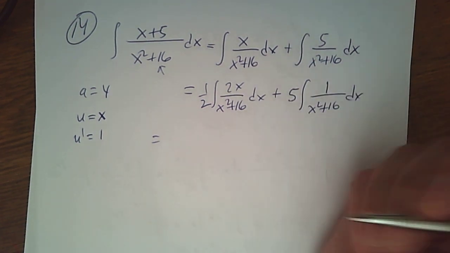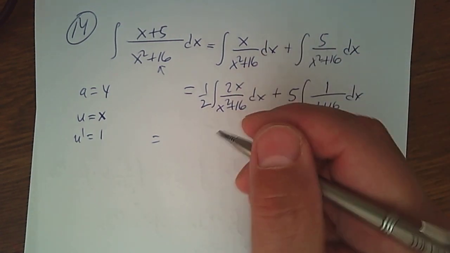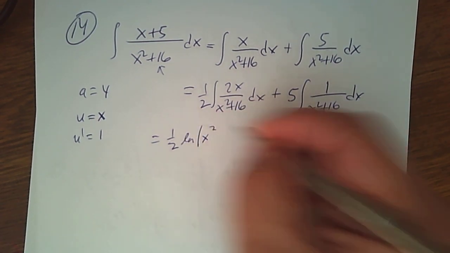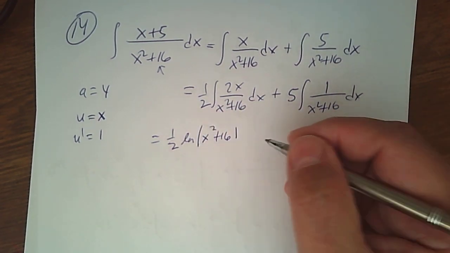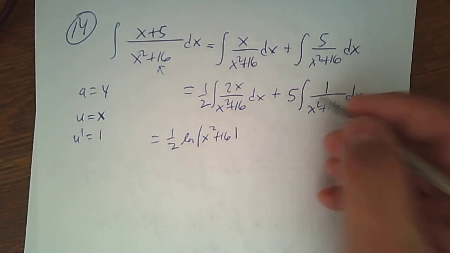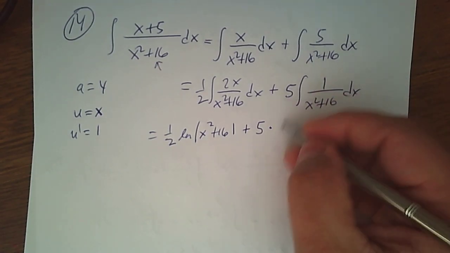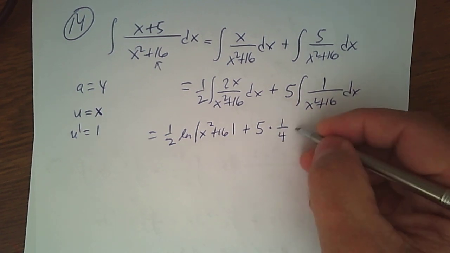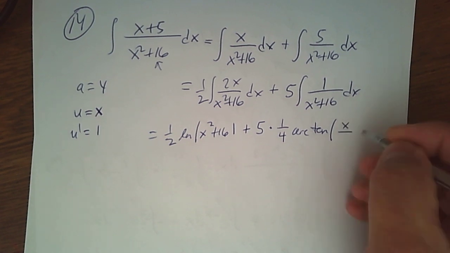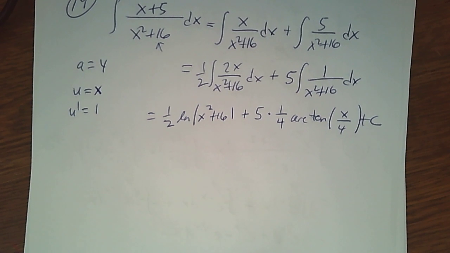So we have, we got it. So start with 1/2. This is a logarithm, so it's ln of x squared plus 16. Notice in the answer key it's parentheses, but bars work. And then the next one, we start with a 5. Now arctangent has a fraction in front, 1 over a. So a is 4, so that's 1 over 4. Then arctan, and then inside arctan is u, which is x, over a, which is 4. And then don't forget the cookie, and we're done.